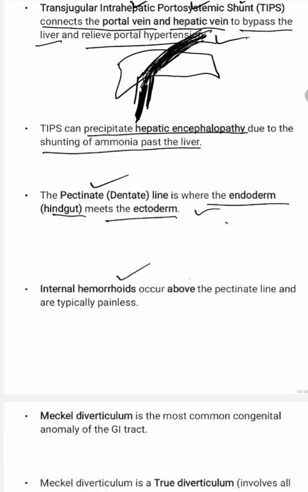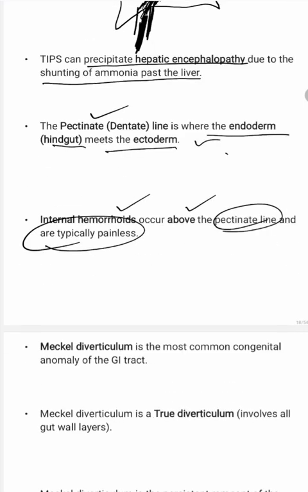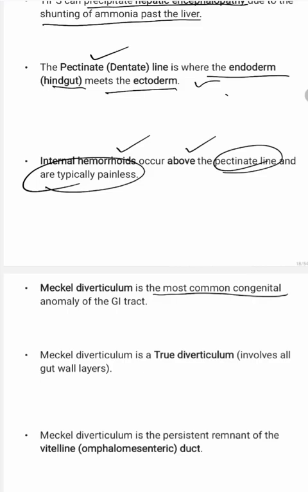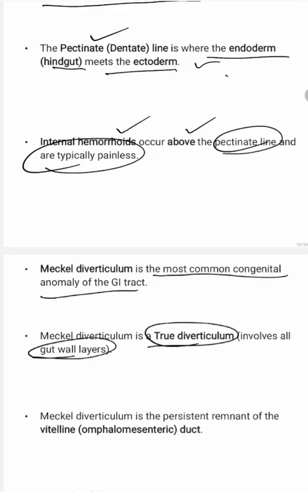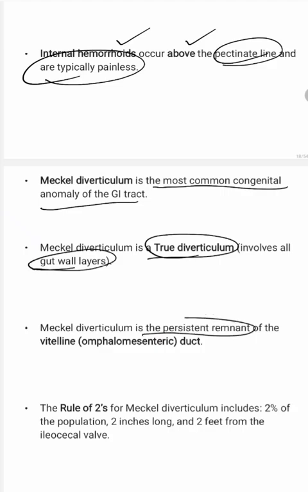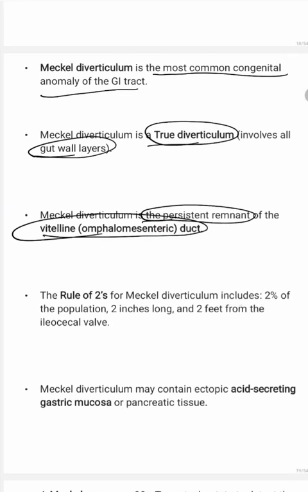Now, internal hemorrhoids occur above the pectinate line and are typically painless, while external hemorrhoids occur below the pectinate line and are painful. Okay, now, Meckel diverticulum is the most common congenital anomaly of the GI tract, and Meckel diverticulum is a true diverticulum. It involves all the gut layers. Meckel diverticulum is the persistent remnant of the vitelline (omphalomesenteric) duct, and the rule of twos applies for Meckel diverticulum.